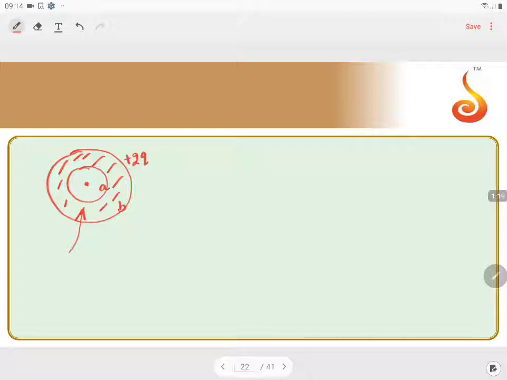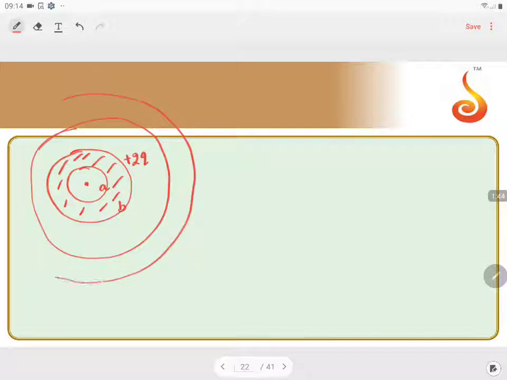So similarly, it is concentric. Similarly we have to take one more concentric shell. The inner radius of this is c and the outer radius is d, and it has a total charge of plus 4q.